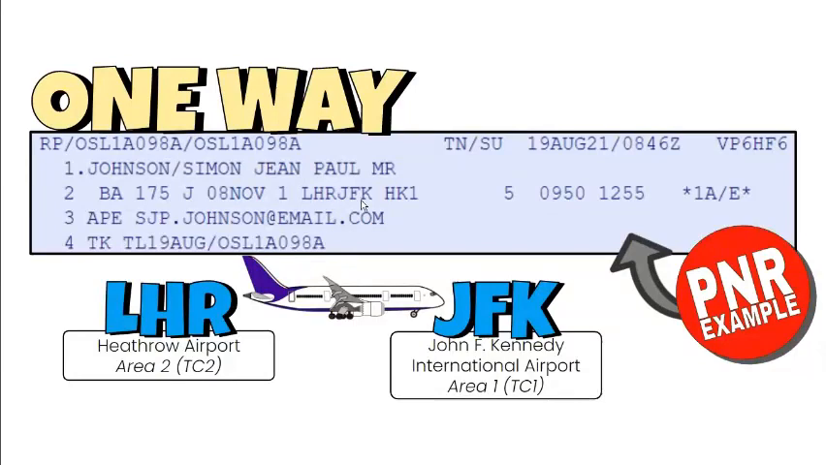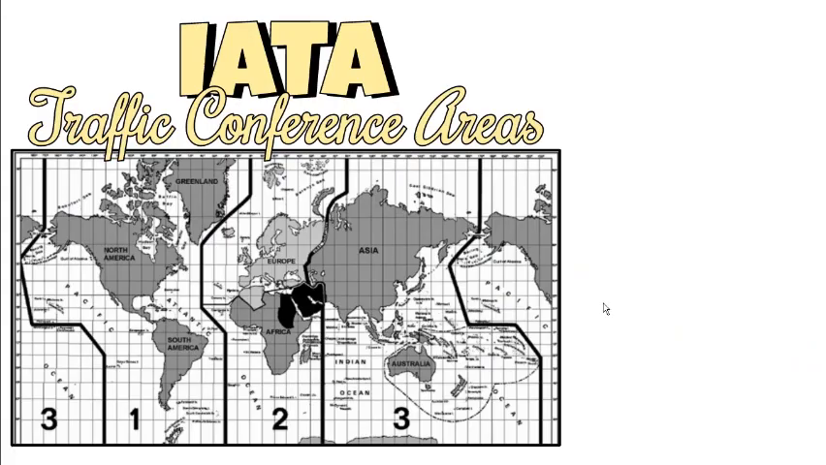His expected arrival time at John F. Kennedy International Airport is at 12:55 p.m. Notice that I included the IATA area where the airport is categorized. For fare construction purposes, IATA has divided the world into three traffic conference areas, numbered TC1, TC2, and TC3. Traffic conference areas are considered when the traffic routes are to be allotted. The aircraft make their flying operations according to these traffic conference areas.